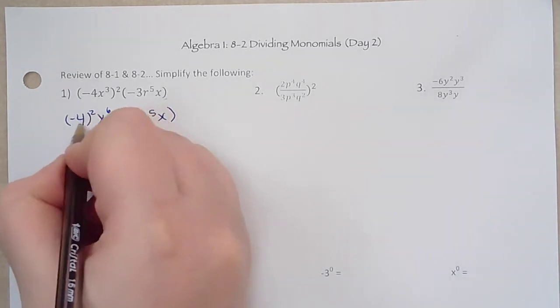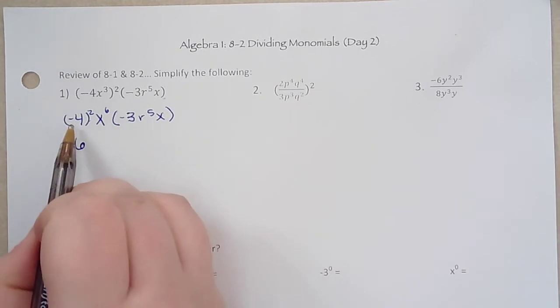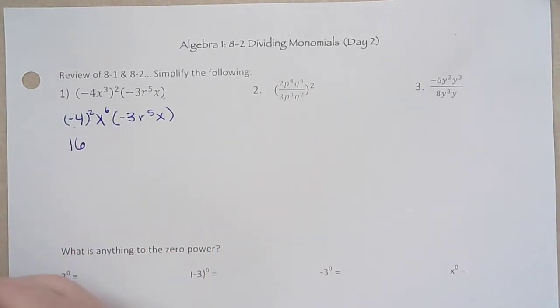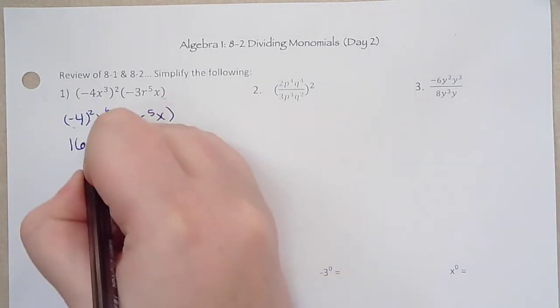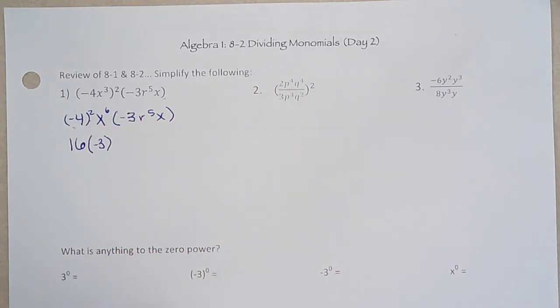Now I'm going to just quickly simplify this. I know negative 4 times negative 4 is positive 16. Don't get tripped up by that negative. Remember, when we square a negative number, it still becomes positive. I'm then going to move this negative 3 over just so I remember that I have to multiply it at the end.